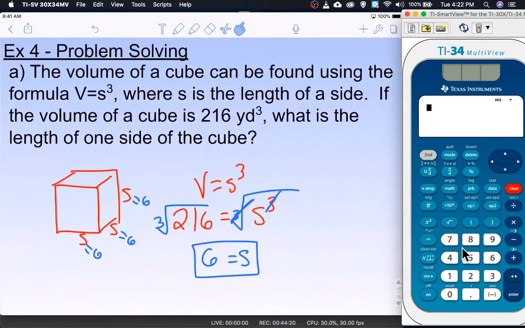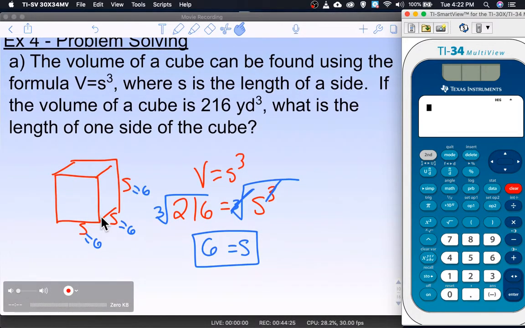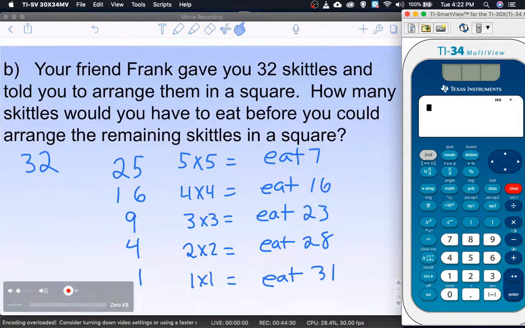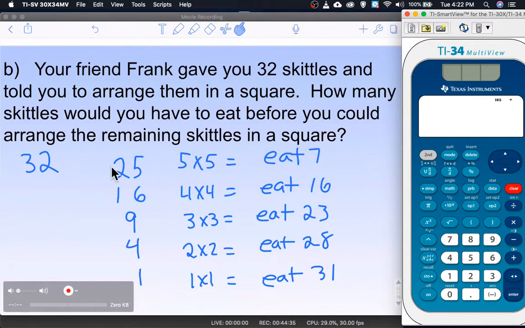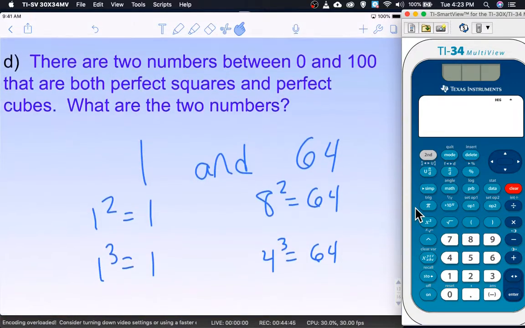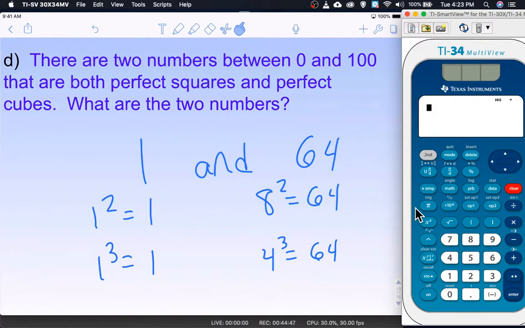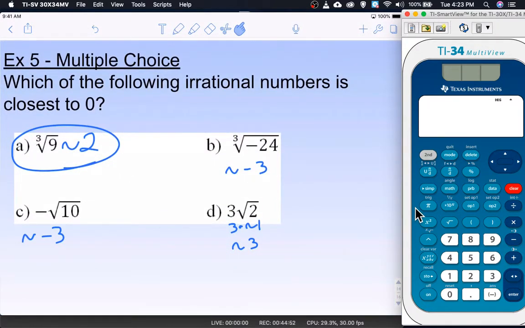More solving. We did a little bit of problem solving. Understanding again, a cube has perfect cube side lengths, or perfect cube volume. A square can be formed by using square dimensions, and these numbers make all perfect squares. Perfect cubes. We learned there are 2 numbers between 0 and 100 that are both a perfect square and a perfect cube. Interesting. And then comparing numbers and saying which one is closest to 0, and we just did this by estimation.